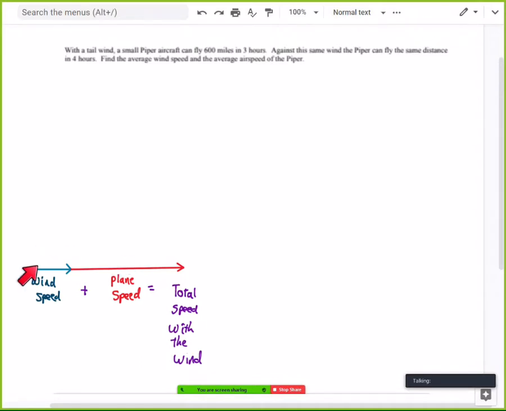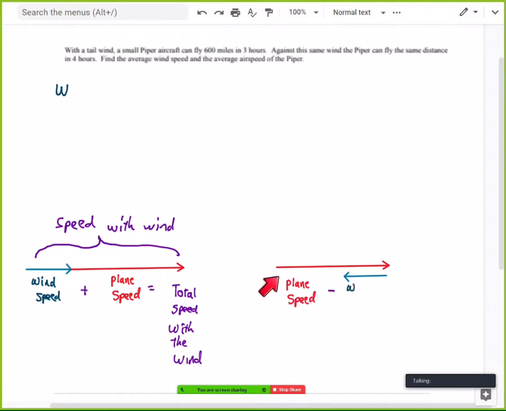But the concept here, and it's a fundamental concept, is if the wind is going the same direction as the plane, then those two forces combine to give you a total speed with the wind. So if I add the wind speed to the plane speed, then I'll know how fast the plane was traveling with the wind at its back.